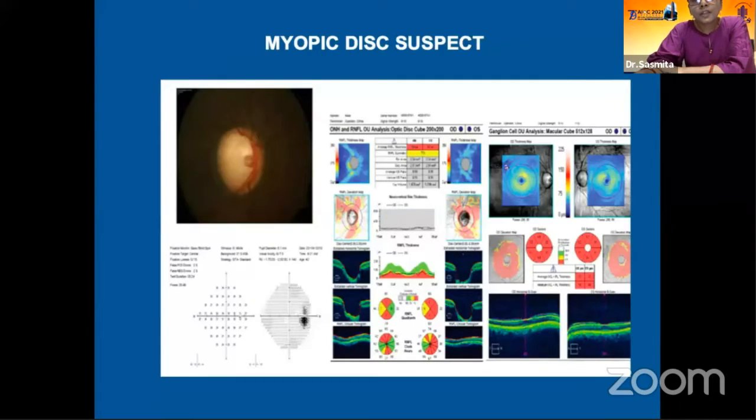So this is another patient of myopia who has a large disc and large cup. It's a large cup disc ratio, but fields are normal. And all you can see in Cirrus HD OCT scan is the RNFL thinning. So we know that myopic patients don't have the normative data in OCT. And definitely with the increase in axial length, the RNFL thinning is there.